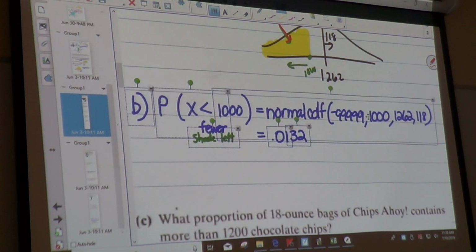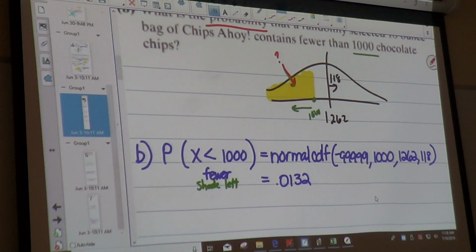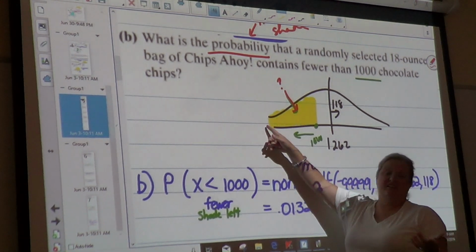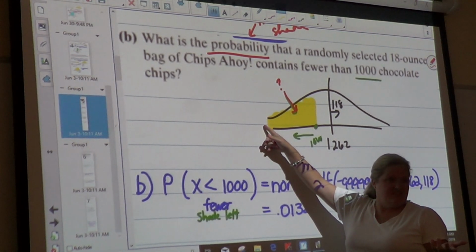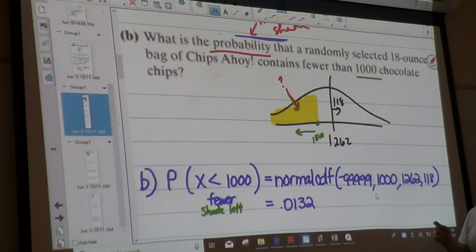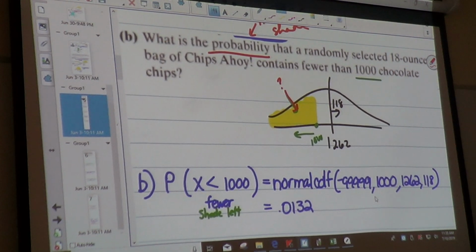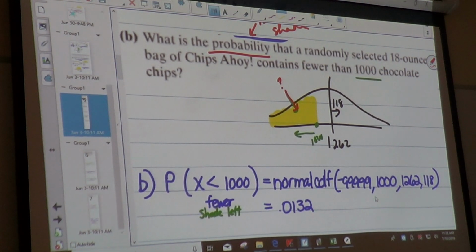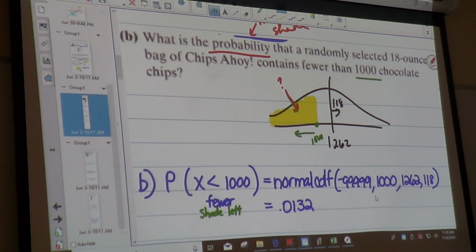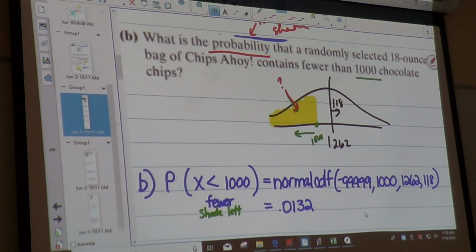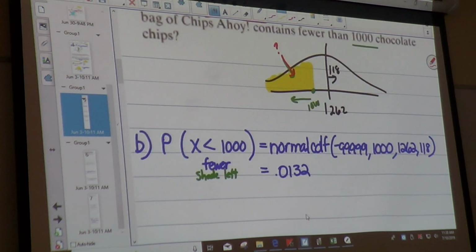You could never have less than 0 cookies in a bag. For the purpose of this, they said negative 9999, but he is correct, you can never have less than 0 cookies. But because it's a normal distribution, it's going to tail off to infinity. I love smart thinkers. It's the same answer, rounded to 4 decimal places, even rounding out to like 10 decimal places. Calculator's the same.